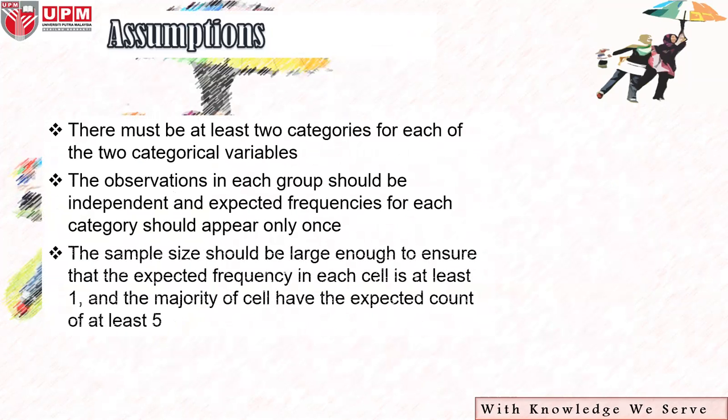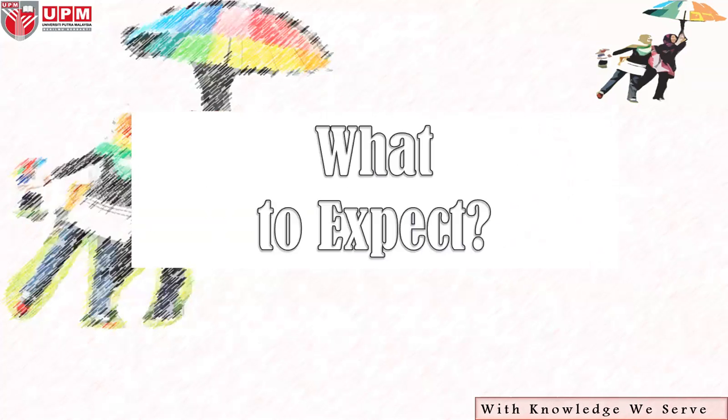As for the assumptions, there must be at least two categories for each of the two categorical variables. Mesti dua, sekurang-kurangnya dua. The observations in each group should be independent, and each category should only appear once, mutually exclusive. The sample size should be large enough to ensure that the expected frequency in each cell is at least 1, and the majority of cells have an expected count of at least 5. Kurang-kurangnya 5, 1 ataupun 5.